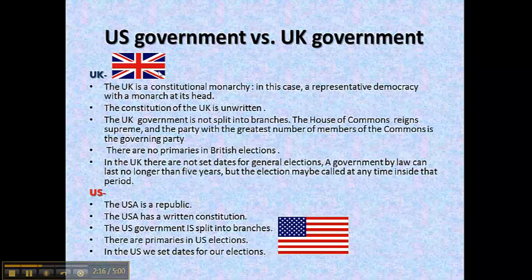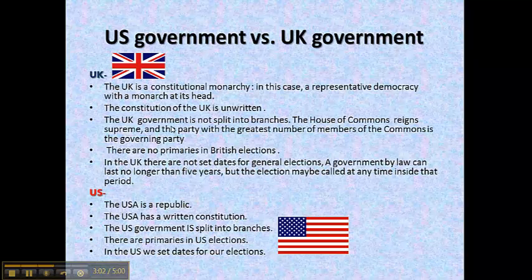I did this thing where I am comparing the differences between the U.S. government and the UK government. So, to start off, the UK is a constitutional monarchy, a representative democracy with a monarch at its head. On the U.S. side, the USA is a republic. So that's one difference. The next one, the Constitution of the UK is unwritten, which is a total difference compared to us having a written constitution.